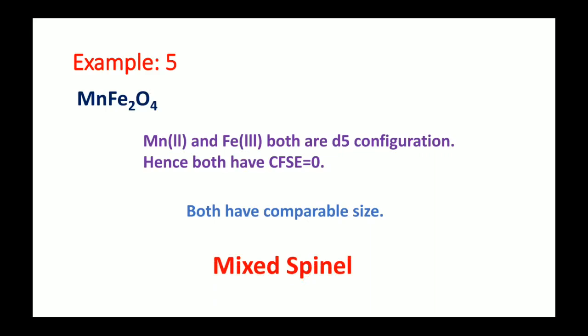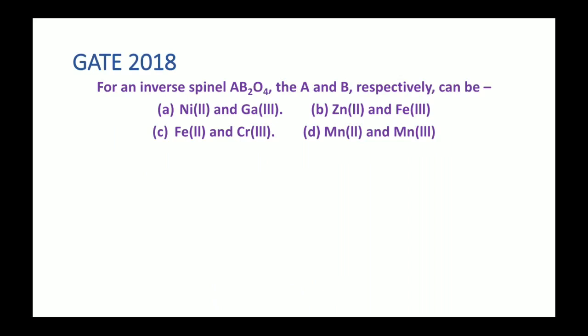Okay, so guys, we will understand this whole spinel concept. Now I will come to the questions. In GATE 2018 this question came. The question is given like this: AB2O4 is an inverse spinel, and what will be the A and B?